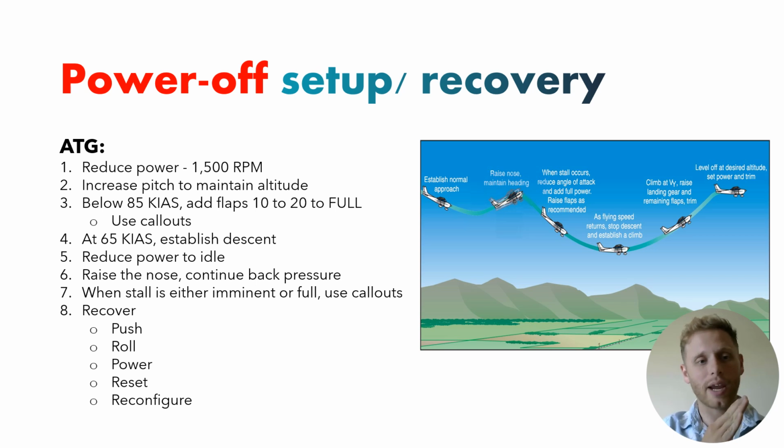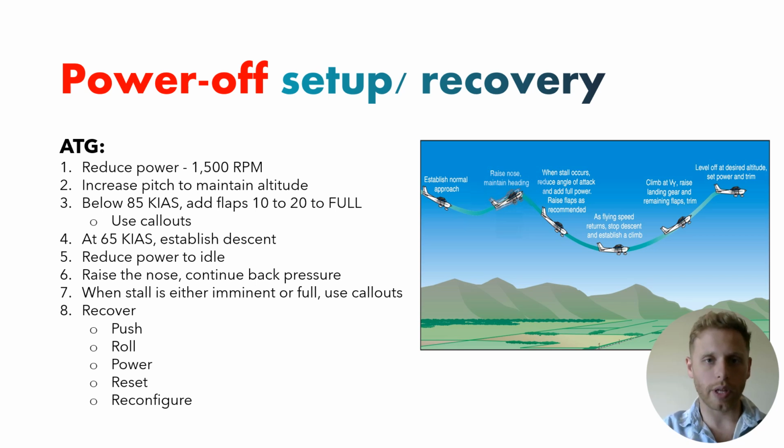Less power, less airspeed, you're at a higher angle of attack, and you're going to go into a stall. When the stall is imminent or full, use your callouts. When you hear the horn just starting to go off, you call out stall imminent. When you feel the nose drop and the horn is blaring, that's stall.